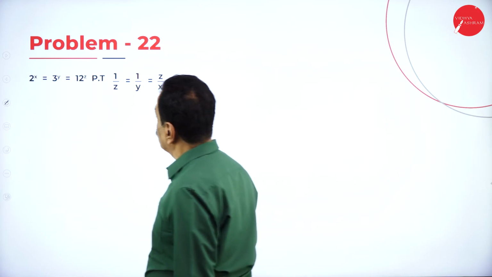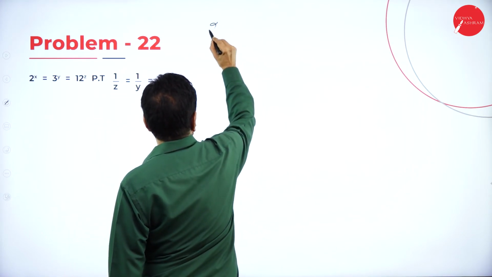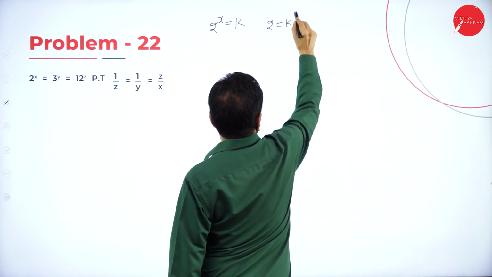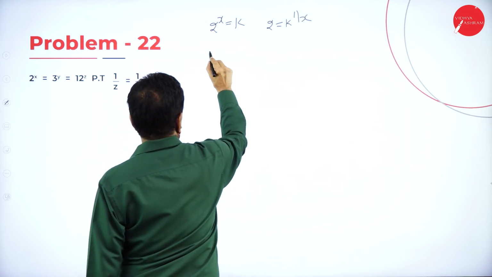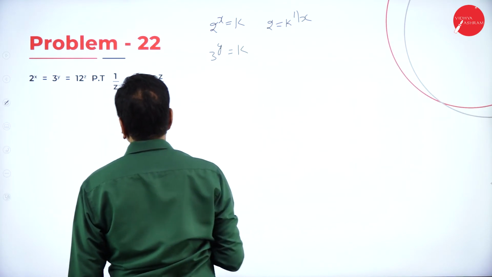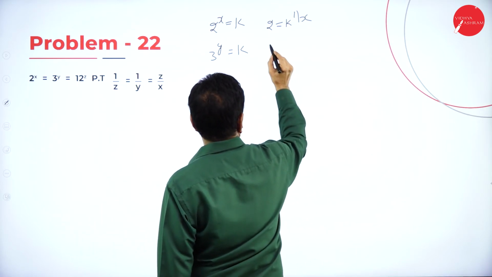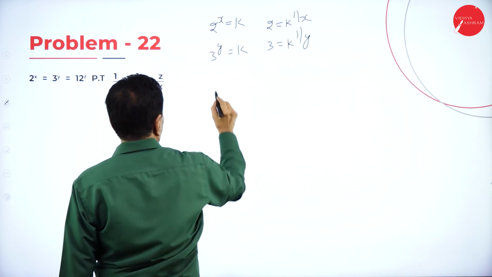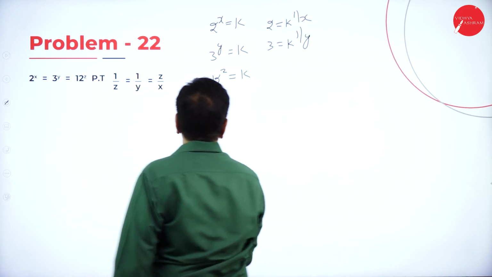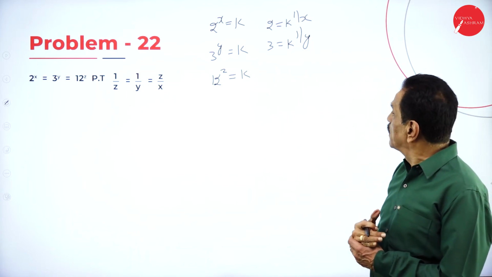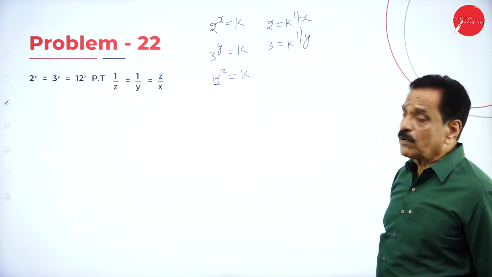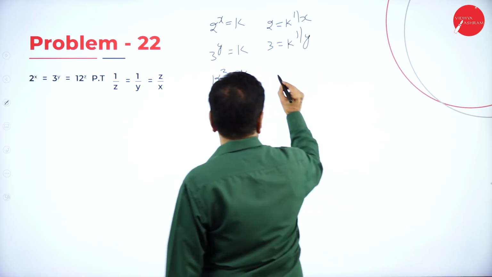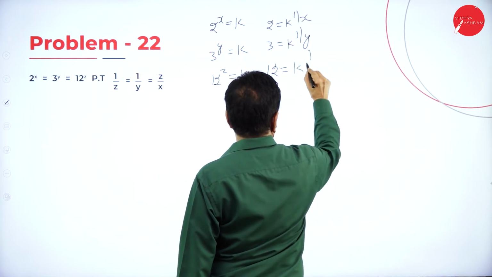2 to the power of x, 3 to the power of y, 12 to the power of z, same thing. 2 to the power of x is equal to k, so 2 is equal to k to the power of 1 over x. 3 to the power of y is equal to k, so 3 is equal to k to the power of 1 over y. 12 to the power of z is k, so 12 is equal to k to the power of 1 over z.